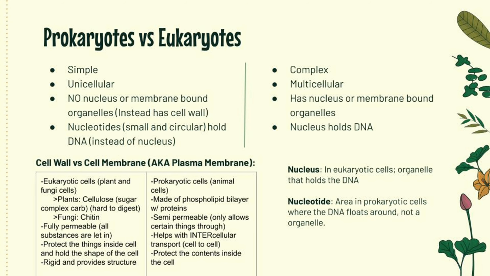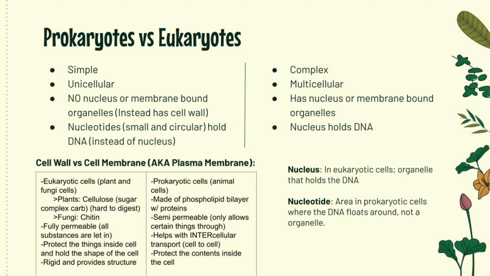Prokaryotes versus eukaryotes. Prokaryotes are simple, unicellular, and they have no nucleus or membrane-bound organelles. Instead, they have a cell wall, and instead of having a nucleus, the DNA is held in nucleotides. As for eukaryotes, they're complex, they're multicellular, they have a nucleus and membrane-bound organelles, and the nucleus holds the DNA. So now there are 4 key terms in here that some of y'all may not know.